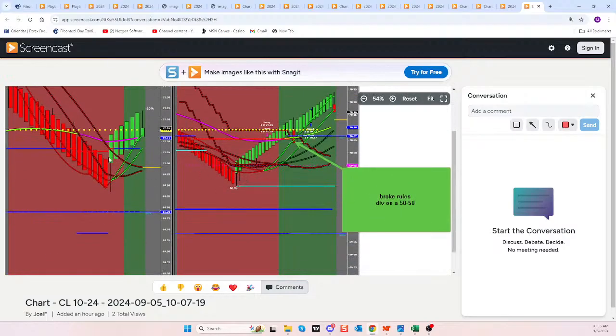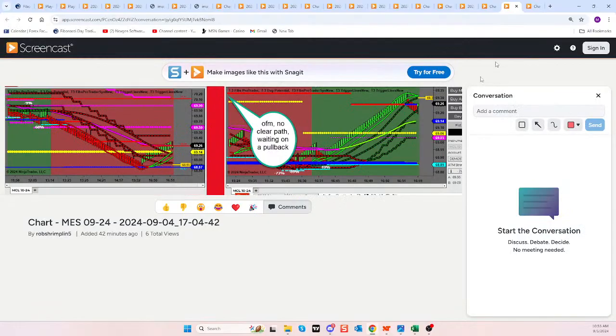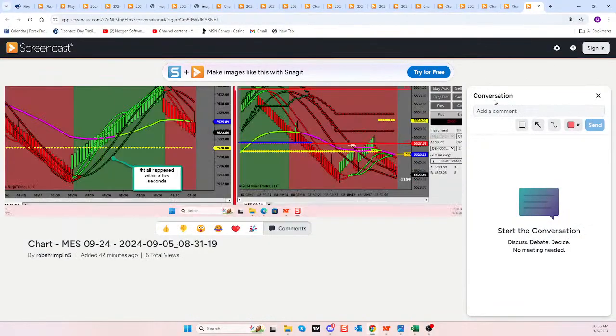And then Joel, perfect, broke rules, divergence on a 50-50. It's okay. Losers aren't a bad thing. Losers aren't a negative, as long as you can go back and go, oh, the rules said this, but I did that. That may have contributed to my loss. Great job, Joel. And then Rob, we already saw that one. And we saw that one. Very nice, Morgan.